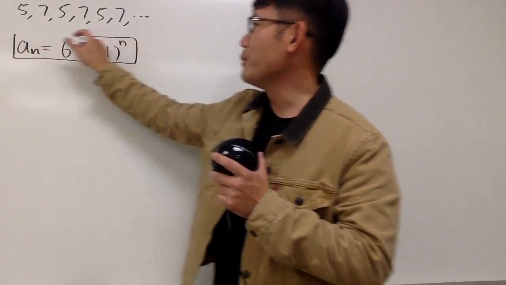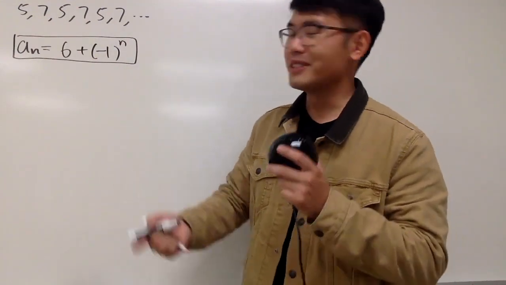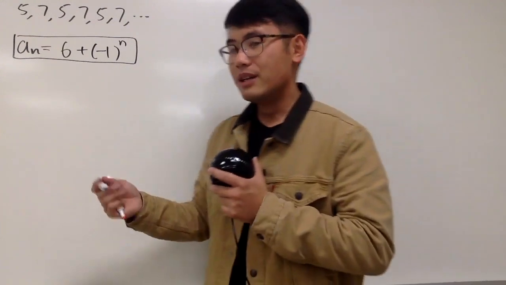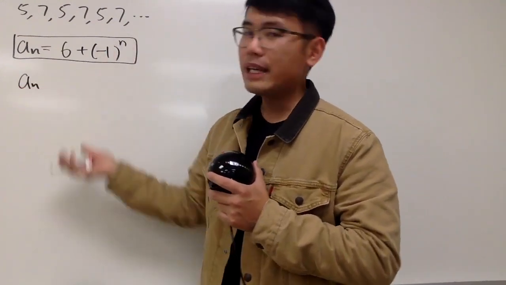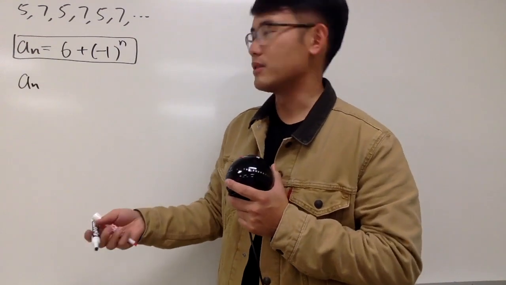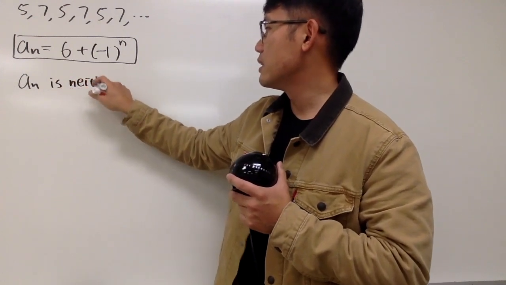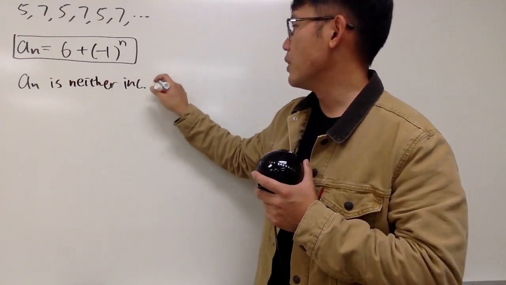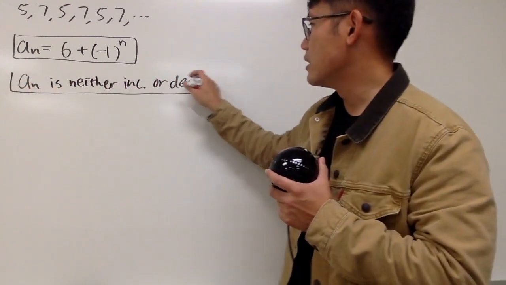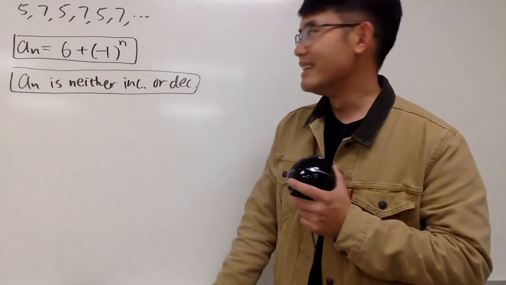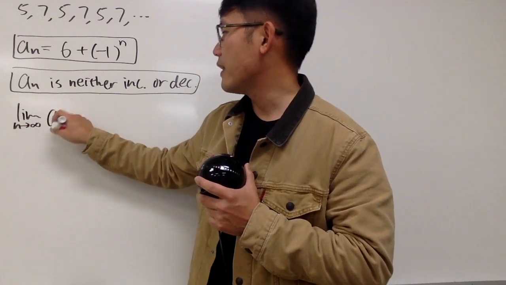So here is the formula for a_n. This just keeps going up and down, up and down, up and down, right? So unfortunately, a_n is not increasing and it's not decreasing. So it's neither increasing nor decreasing, so it's none. And then in the end, we'll check the limit as n goes to infinity of a_n.